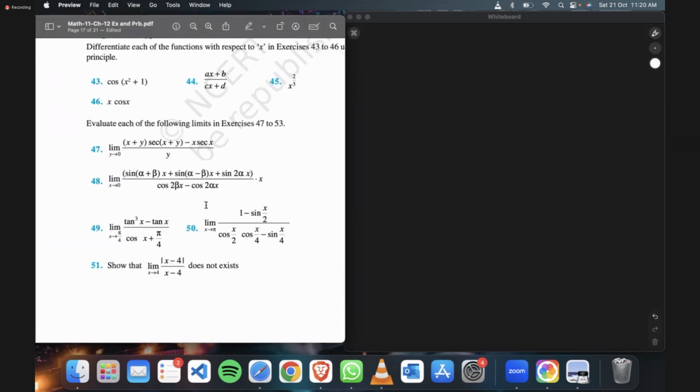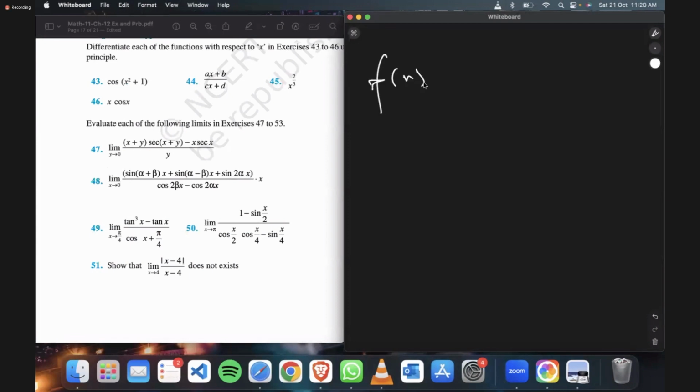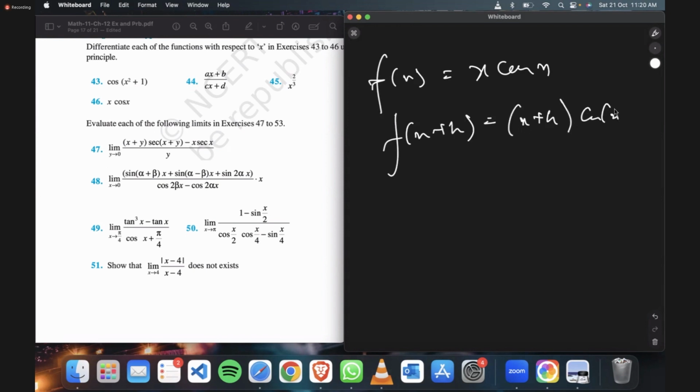So question number 46 is also with the first principle. So f(x) has been given to me as x cos x. I can write f(x+h) as (x+h) cos(x+h).